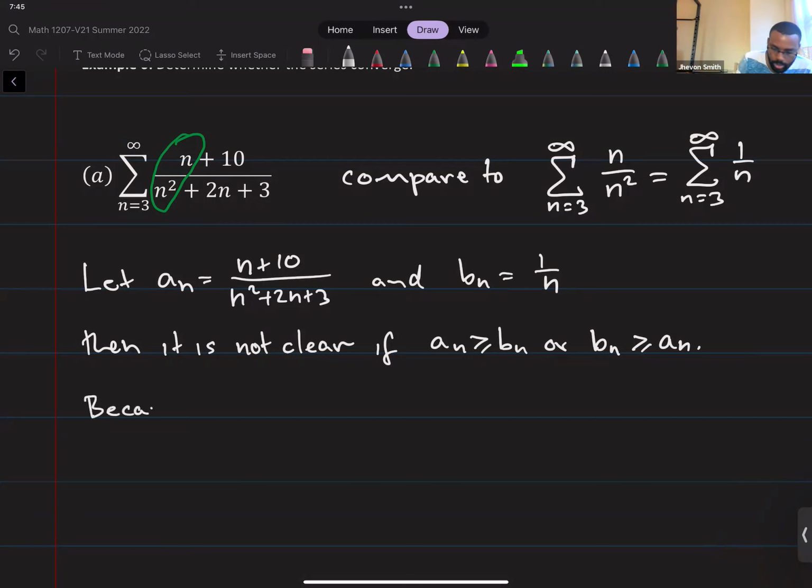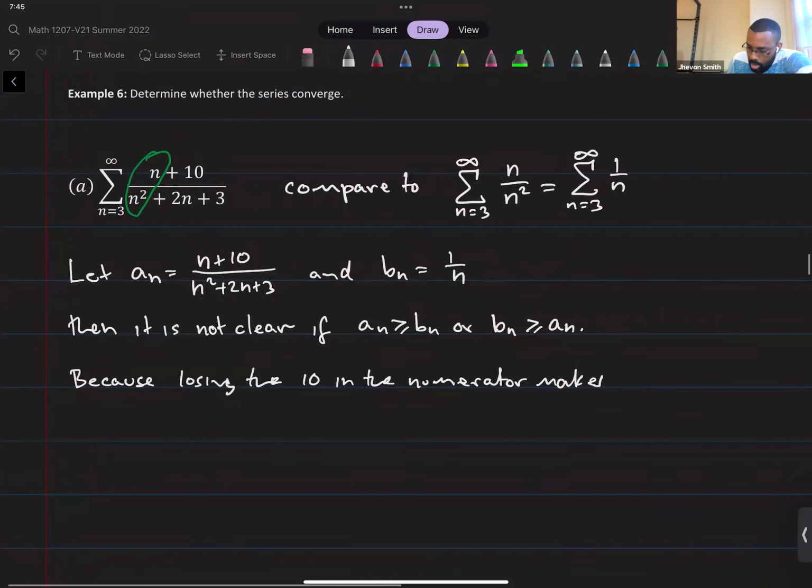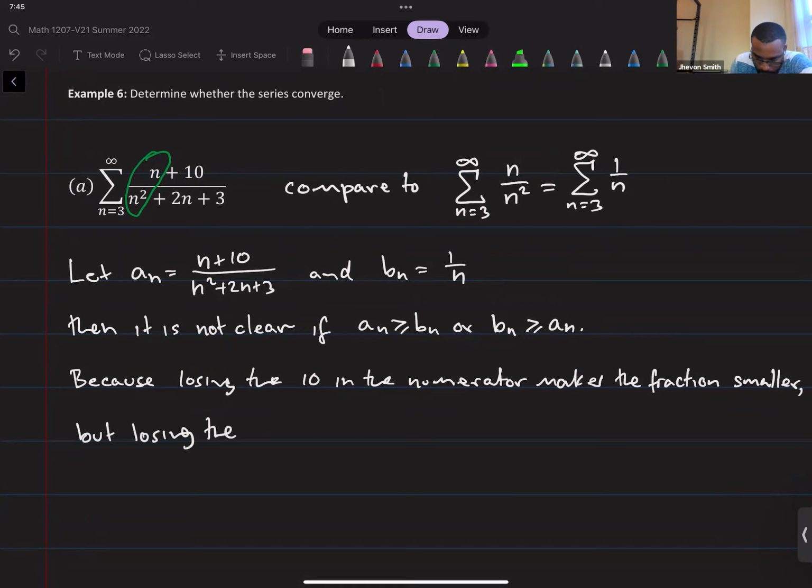So because losing the 10 in the numerator makes the fraction smaller, but losing the 2n plus 3 in the denominator makes the fraction larger.